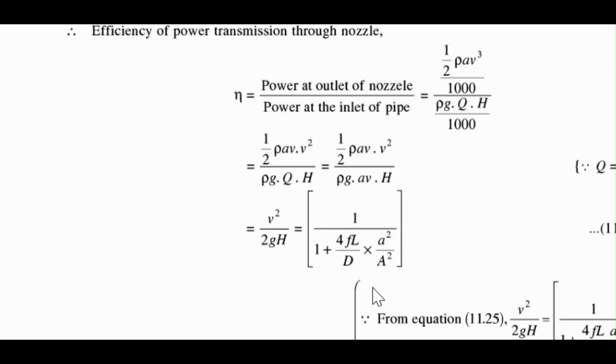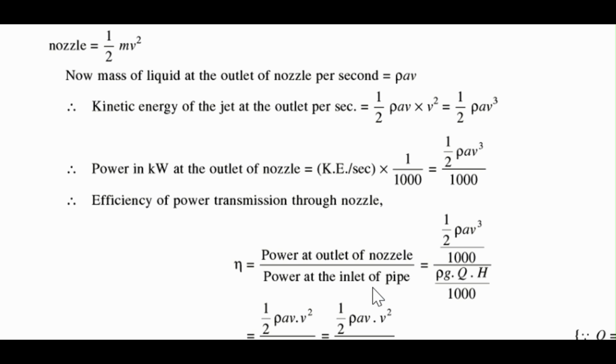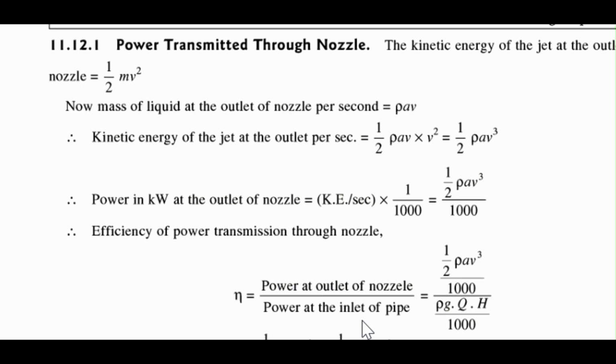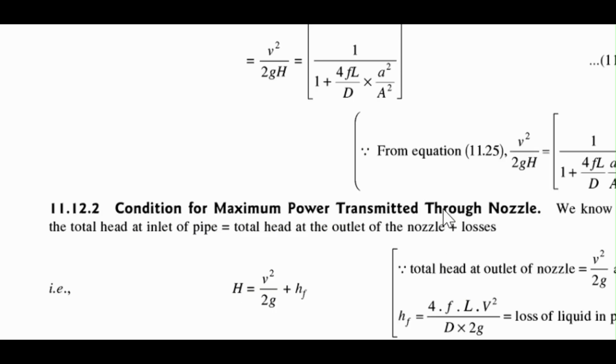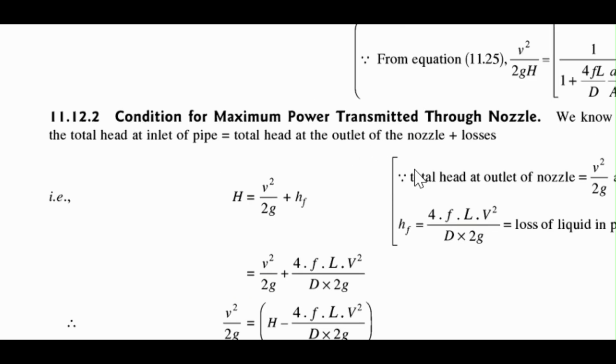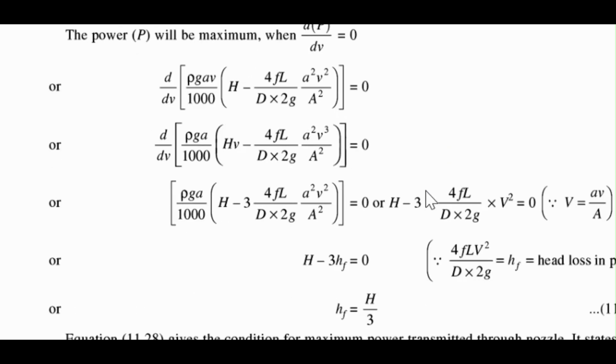There are a lot of steps. This is the general equation for power transmission, and the final equation will be like this: half rho A V cube by 1000. The condition for maximum power transmission through the nozzle is a maximum condition. This is a fact, and it's better to learn this relation rather than trying to solve it. The head loss due to friction, HF, will be 1 by 3 of the actual head to get maximum power transmission. This should be the condition.